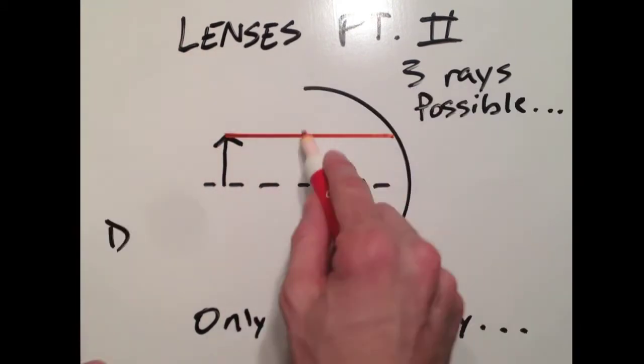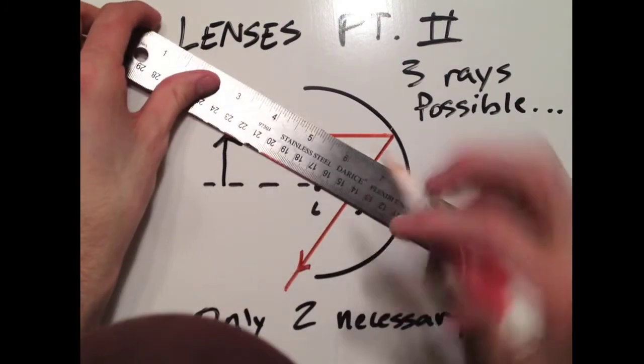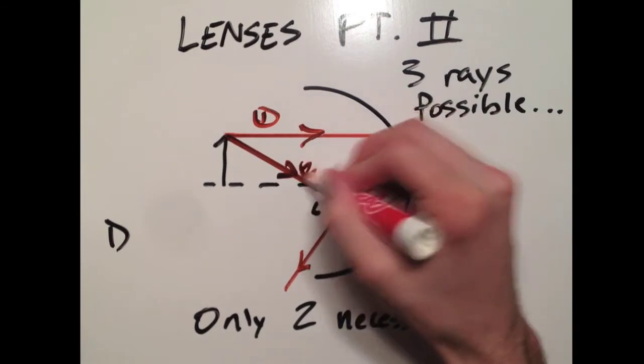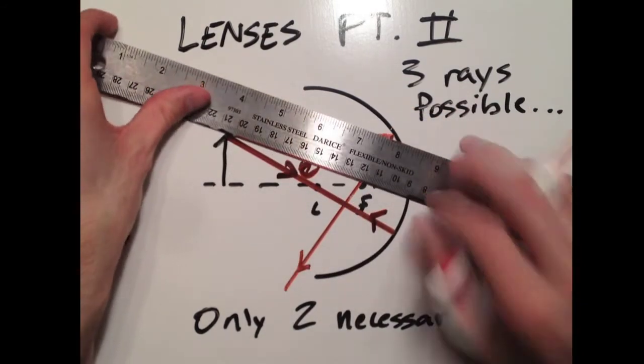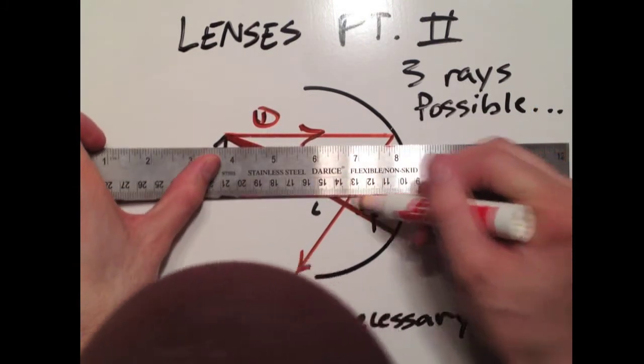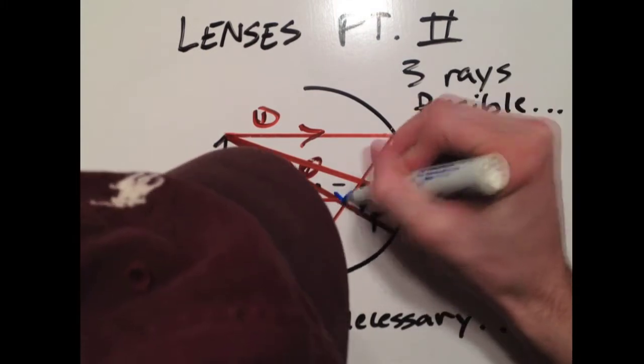So the first ray goes straight towards the mirror, then it reflects through the focal point. Second ray, straight through the center towards the mirror, and it reflects back on itself. The third ray is top to focal point, hits the mirror, and then reflects parallel to the axis. This third ray is the reciprocal of the first ray.